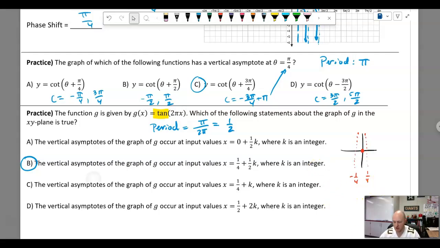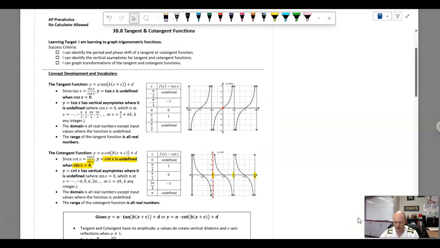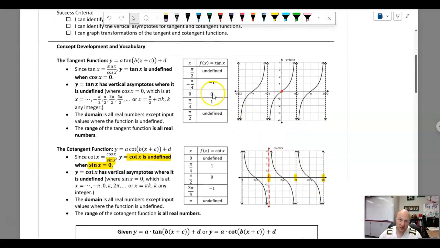All right, in this video, we went ahead and covered the tangent and cotangent functions, what they look like. They look like cubic functions. Tangent's increasing, cotangent is decreasing, and they both have asymptotes with periods of pi. That's the main difference. Hopefully you learned something.